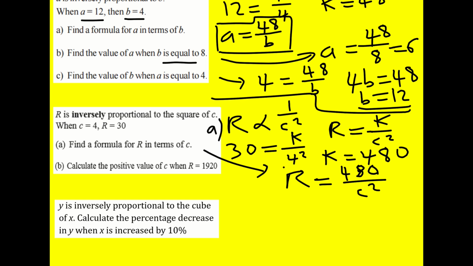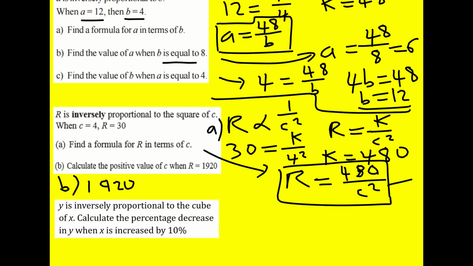Sorry, some pen strokes didn't come out. Okay, absolutely crucial formula which we're then going to use for part B. To calculate the positive value of C when R is 1920, I substitute in to this formula that I've just got.